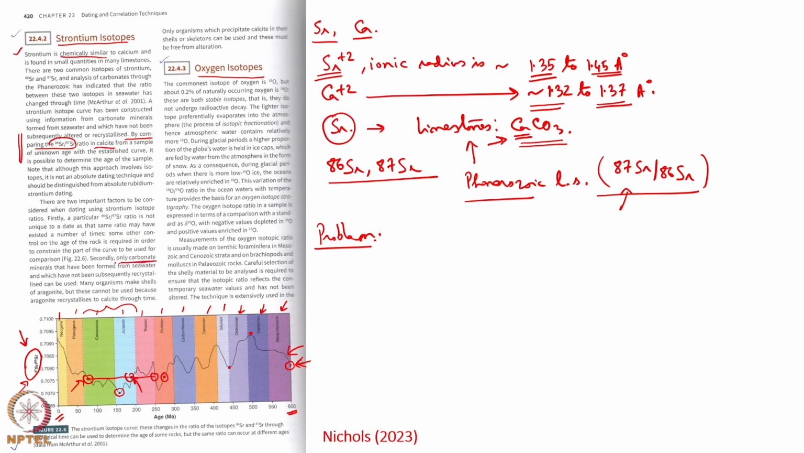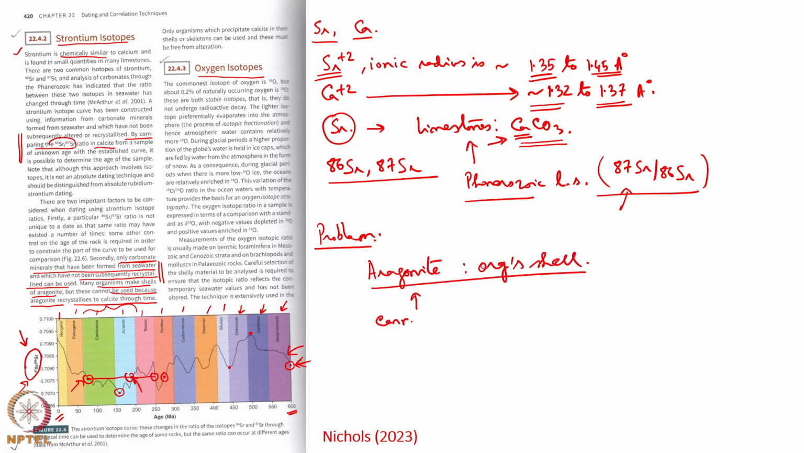While picking up the carbonate samples, we have to be very alert that these carbonates should not subsequently be recrystallized. If they got recrystallized, then these carbonates are to be avoided in finding out the 87Sr/86Sr ratio. Many organisms make shells of aragonite, but these cannot be used because aragonite recrystallizes to calcite through time.